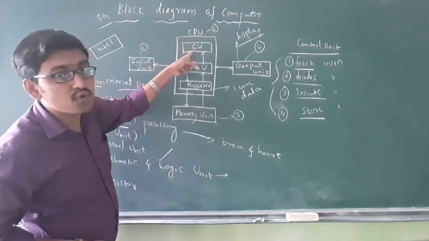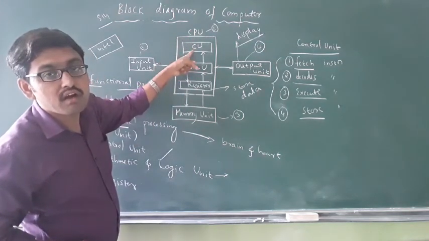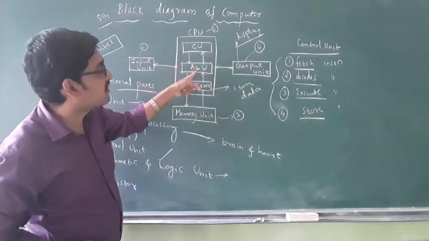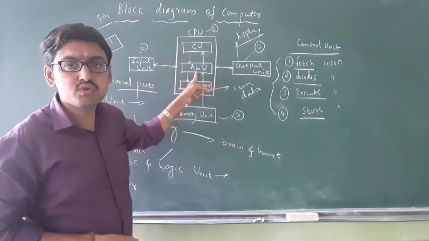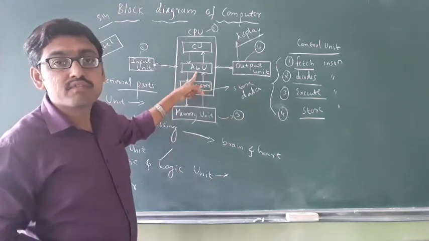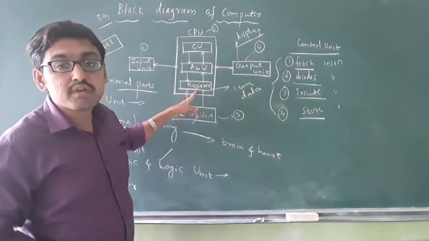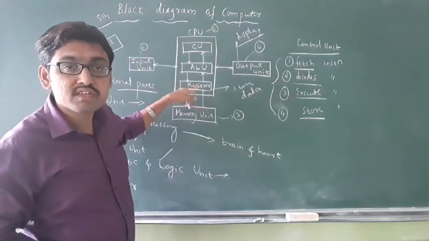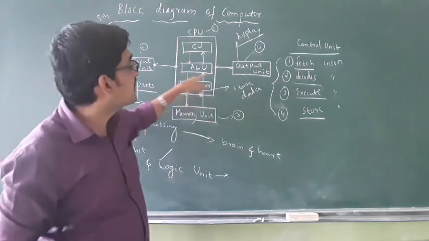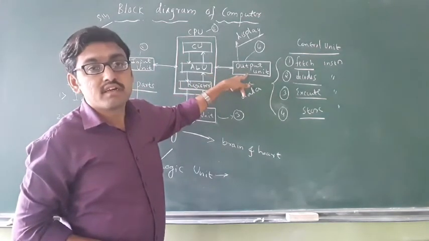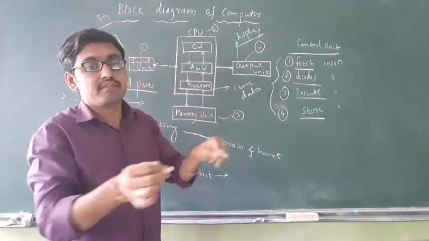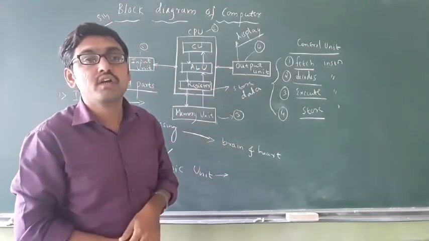Okay, CU, control unit, controls all the activities of the computer. Then after that it comes to ALU, which performs the arithmetic and logical operations. After that the data is stored in a register. After it is stored, what happens? It gets displayed. Output unit means it is displayed. Okay, it is displayed on a monitor.